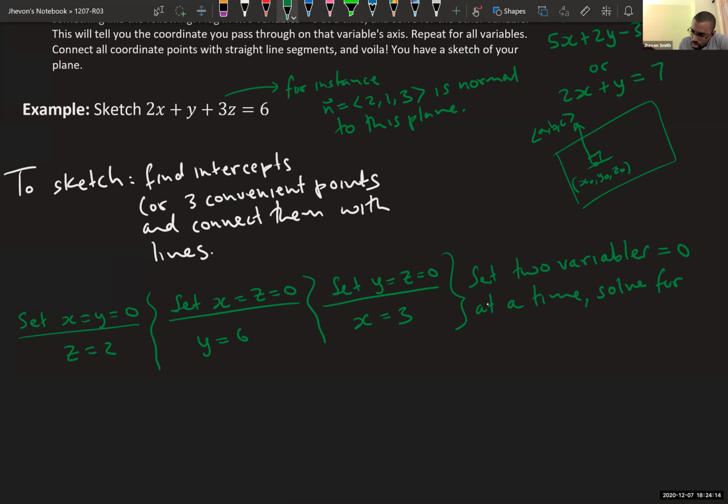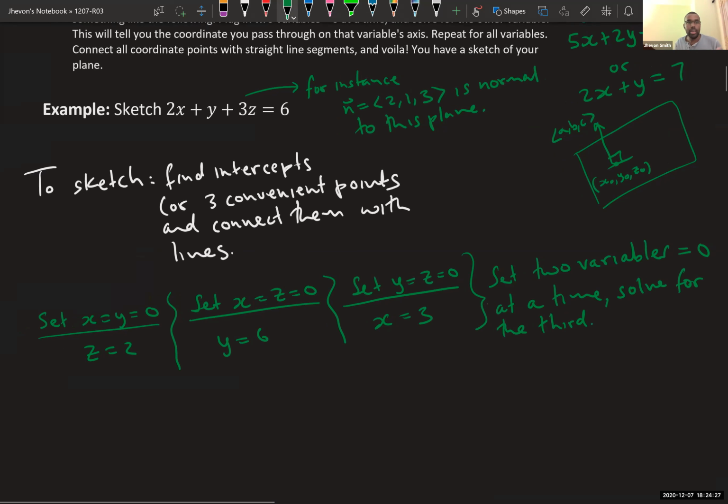Solve for the third. Right, so just like in 2D, when you wanted to find the x-intercept, you set y equals 0 and solve for x. Want to find the y-intercept, you set x equals 0 and solve for y. Same idea applies here, except you have 3 variables to worry about. So in order to solve for 1, you have to set the other 2 equal to 0.